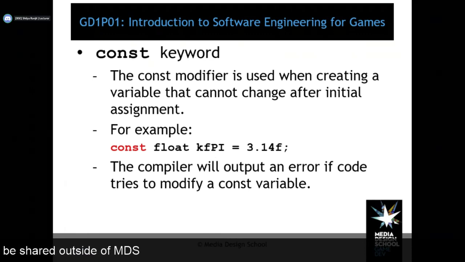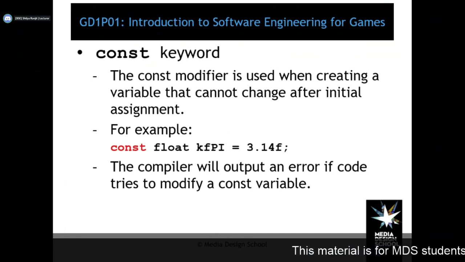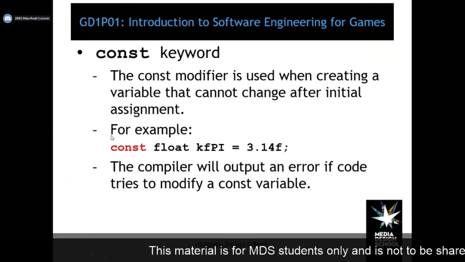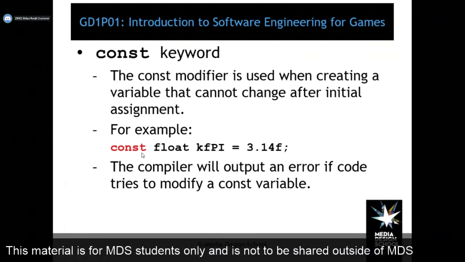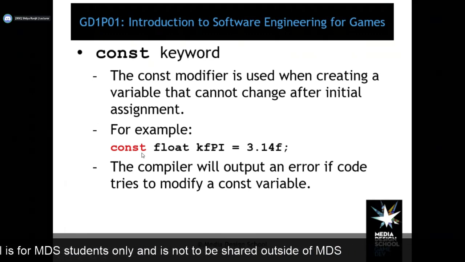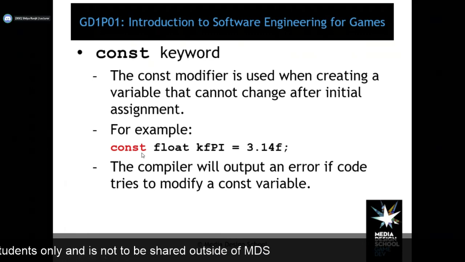So I have a float k pi. The value of your pi variable is 3.14, and that's always going to be a constant, and that's the reason I've given it a const keyword before that, because I do not want anybody to modify it accidentally. It's also an indication to everybody that this is a constant variable which should not be modified.